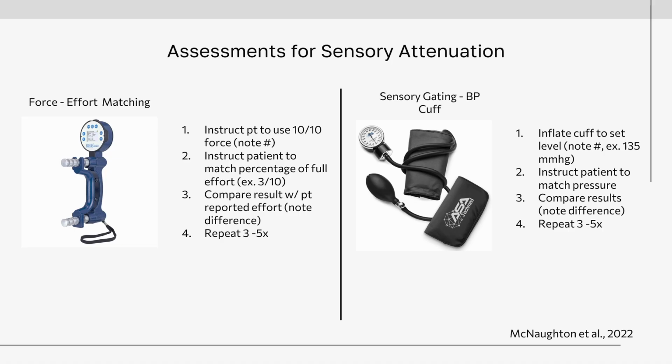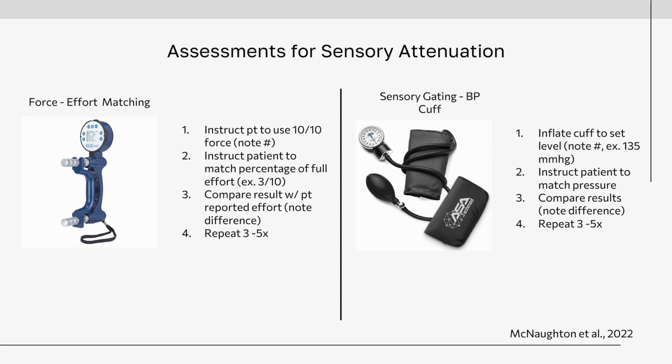You'll instruct the patient with a hand dynamometer to give all the amount of effort they can, 10 out of 10, and you're going to note that number. You'll then instruct the patient to match a percentage of the full effort, 3 out of 10, if it's 5 out of 10, whatever it is. And you'll note that number as well. And just for matching, you'll compare the results with the patient's reported effort and see where it is.